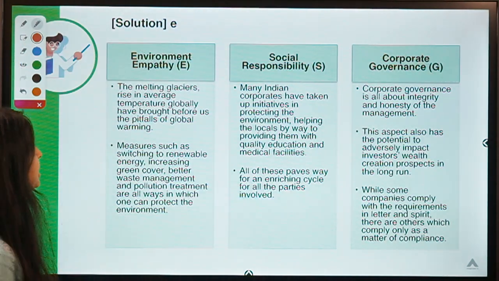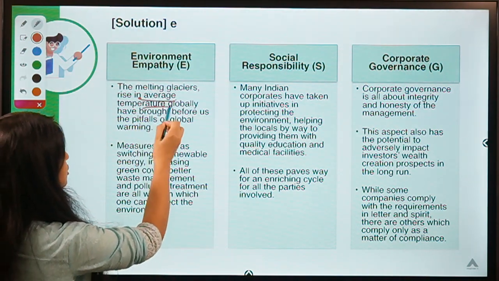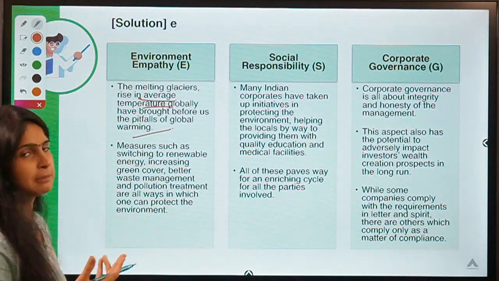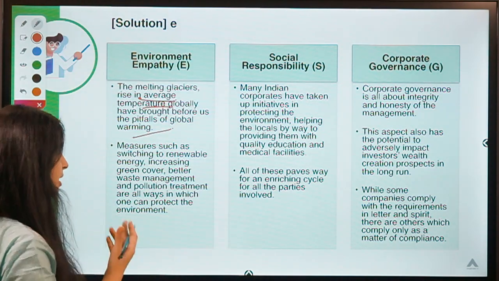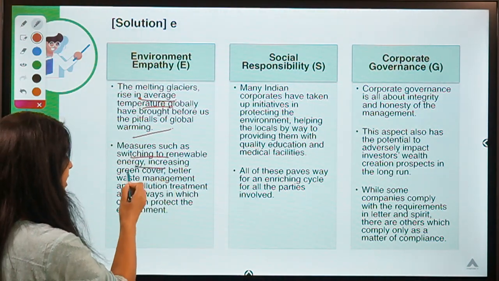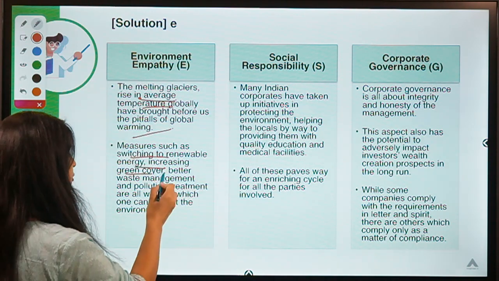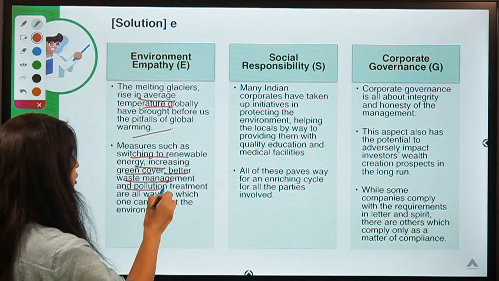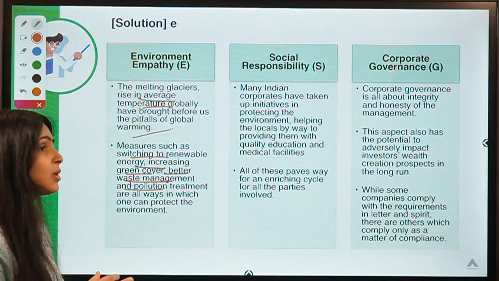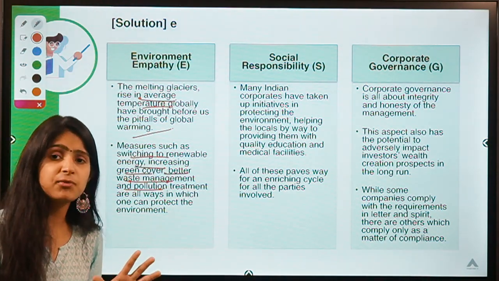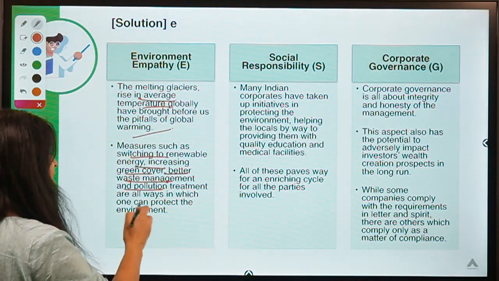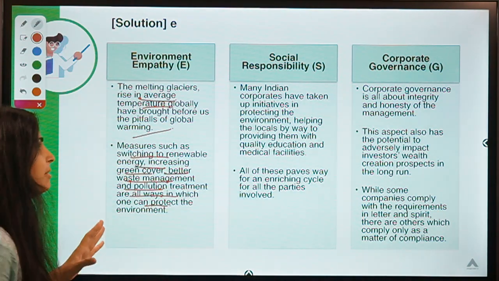Here you can see environment. Melting glaciers and the rise in average temperature globally have brought before us the pitfalls of global warming. Although some people do not accept that global warming exists, it is before us. Measures such as switching to renewable energy, increasing green cover by planting trees, afforestation, better waste management and pollution treatment are all ways in which one can protect the environment. Companies are obviously one of the greatest waste generators in the economy. That is why it is their own responsibility to dispose of waste, especially chemical waste, in such a manner that it does not cause any harm to the environment.